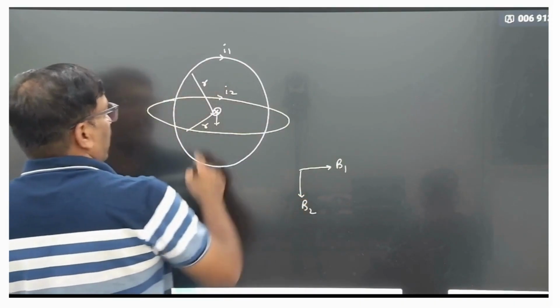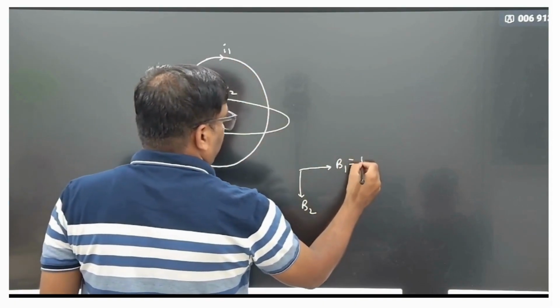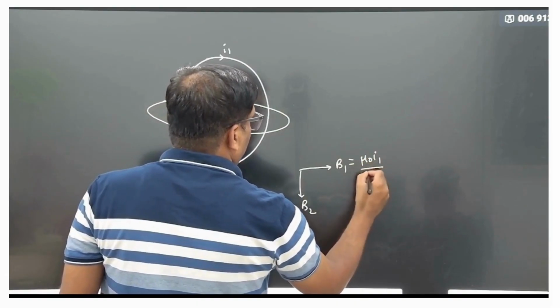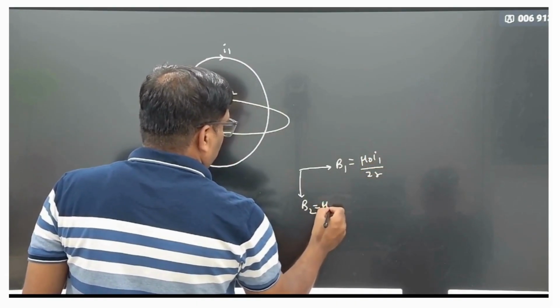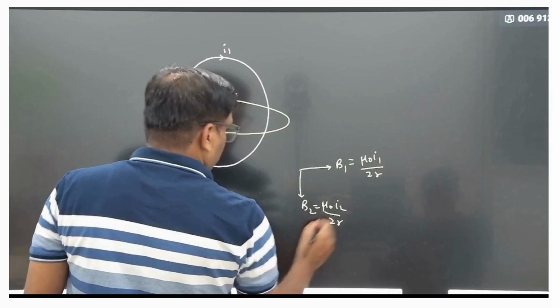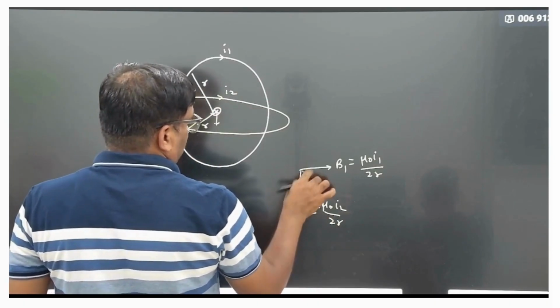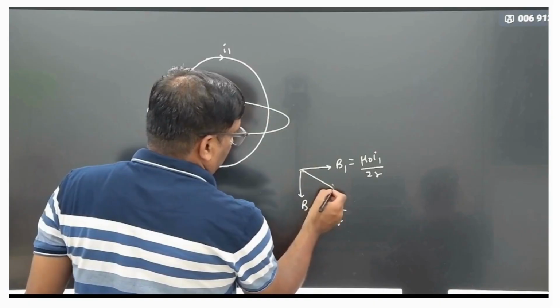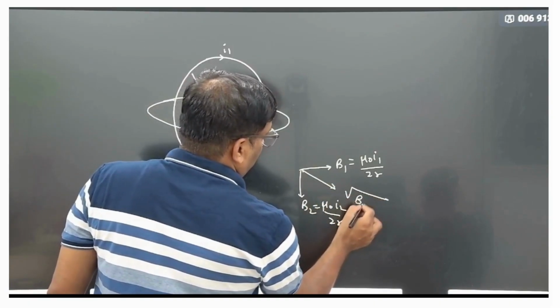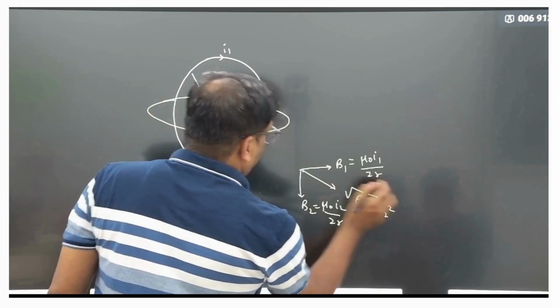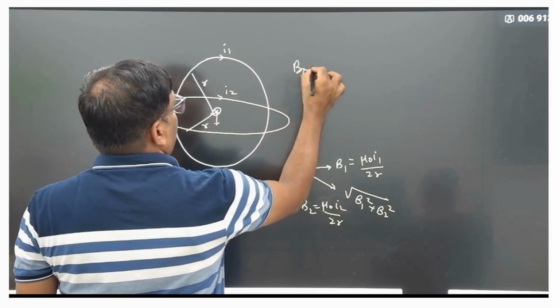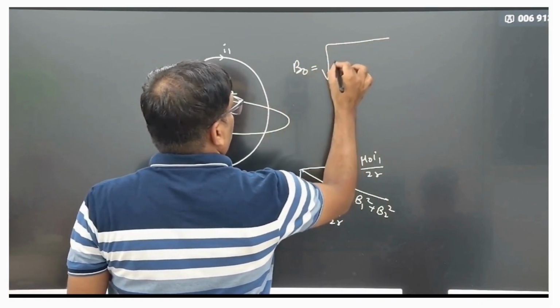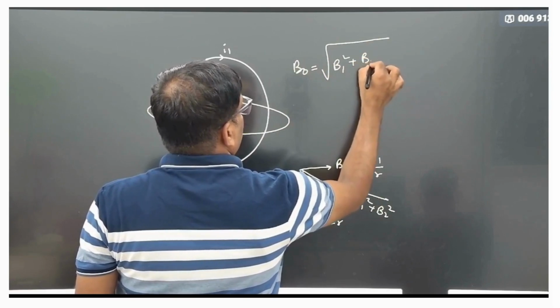So what will be the magnetic field? Currents are different, no? Therefore mu naught into I1 by 2R, and mu naught into I2 by 2R. Therefore what will be the resultant now? These two are acting like this, so the resultant will be root of B1 square plus B2 square. Magnetic field at the center will be root of B1 square plus B2 square.